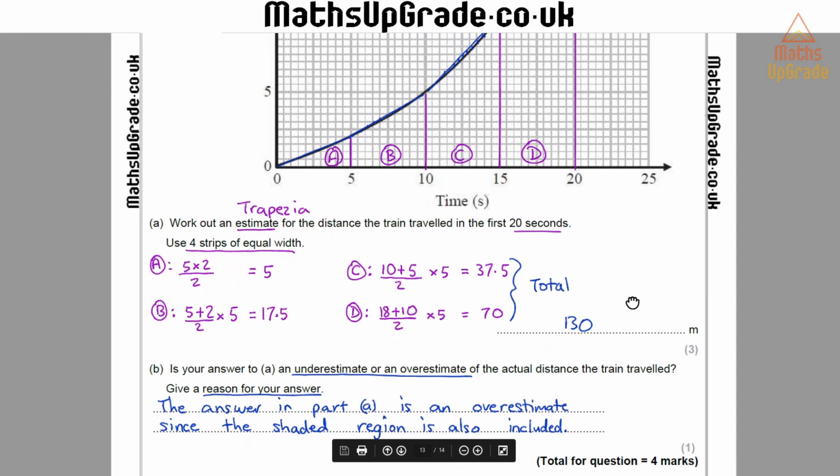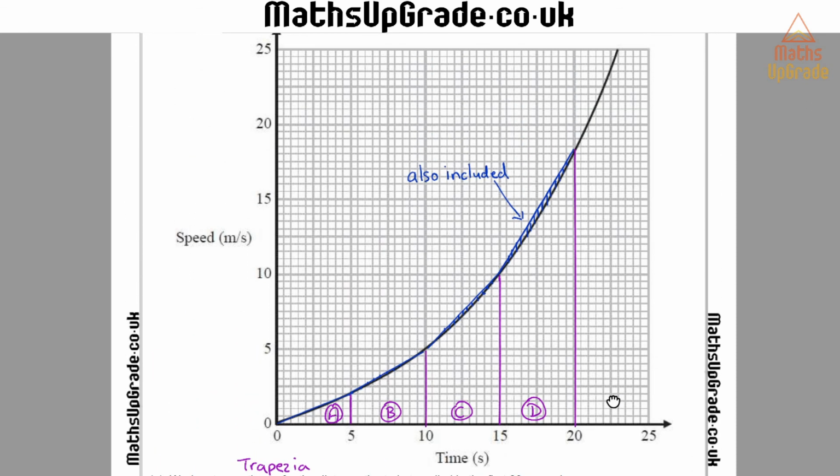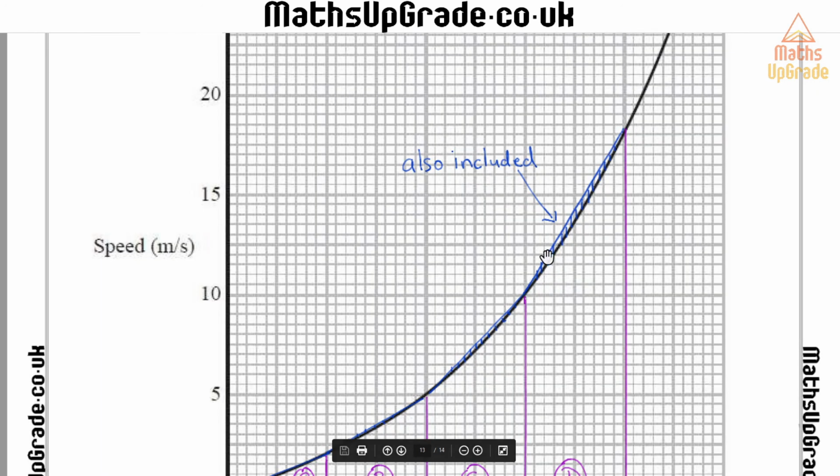Part B, for that last mark, it asks whether our answer is an underestimate or an overestimate of the actual distance the train travelled. Since we're using the trapezium rule here, I'm finding the area underneath this curve. But since the curve is curving upwards, I'm actually finding a slightly larger area. This is the trapezium I'm finding the area of. It includes this small region here above the curve.